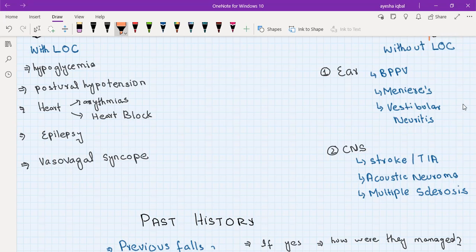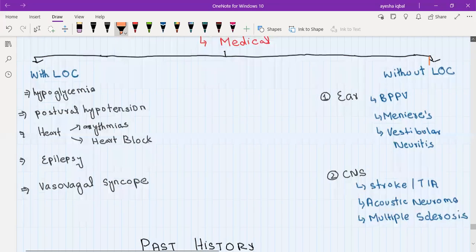So this was your history of presenting illness. As you can see, stroke and TIA is also a cause of fall. So when you ask before and after questions, when you are asking before and after questions here, let me show you.